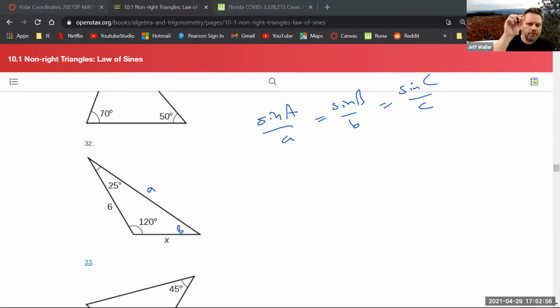From just what they told me, can I make a complete ratio in here anywhere? Do I have an angle with its side? No, not from what they told me. I don't have this guy's side. I don't have this guy's side. But what saves me? Can I figure out the angle I don't know? Can I figure out B? Yes. Of course I can. So Ayam, can you tell me what this angle is?